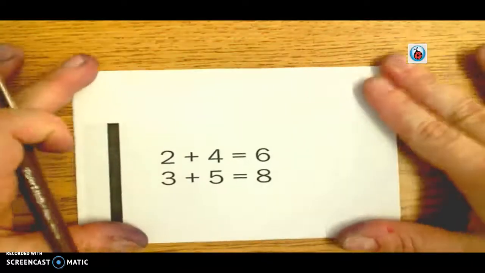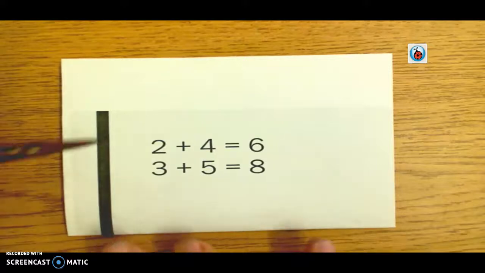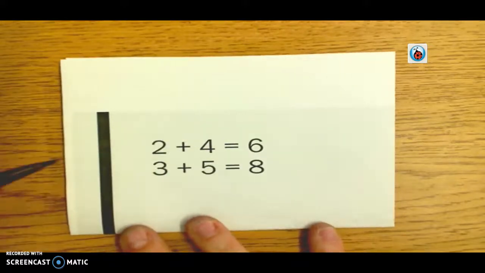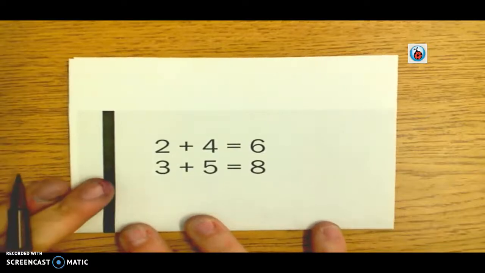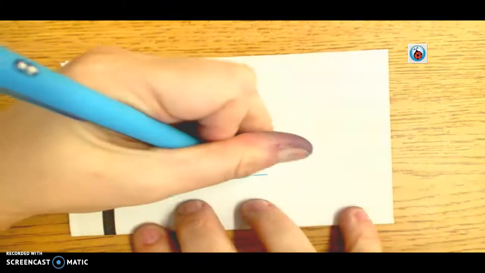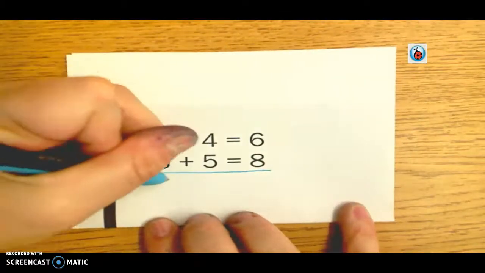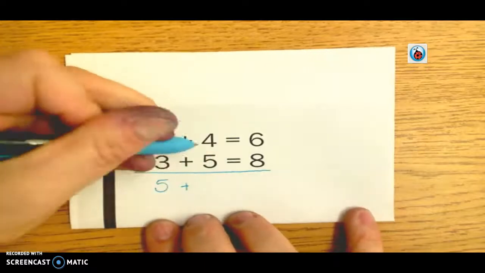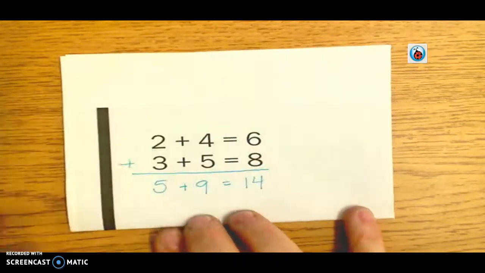Okay, so this is just the intro. Right now I'm showing you two different equations, and we would agree that they are both true. 2 plus 4 is 6, 3 plus 5 is 8. So I've got two true statements here. What I want to show you is that when you have two true statements, if you add them together, 2 plus 3 is 5, plus 4 plus 5 is 9, 6 plus 8 is 14.